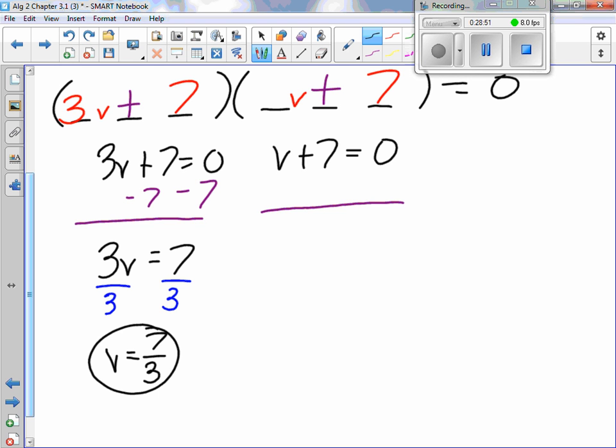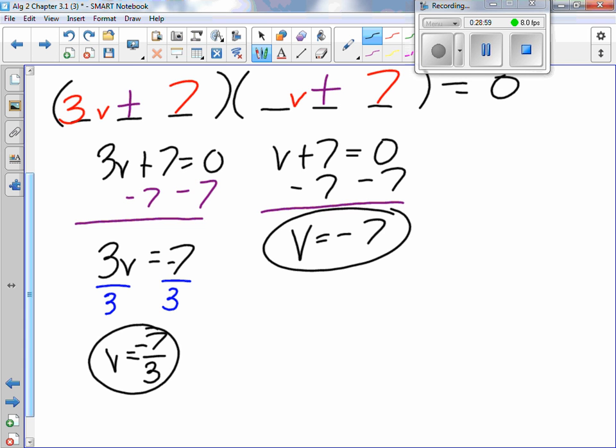And it would be negative, yes, thank you. Because it should be negative, thank you. And the other one, we would subtract 7 and get negative 7. So we have negative 7 and negative 7/3 are our two answers for this here. Questions on this here? Questions on anything we've done so far? So are we good with all of this here?